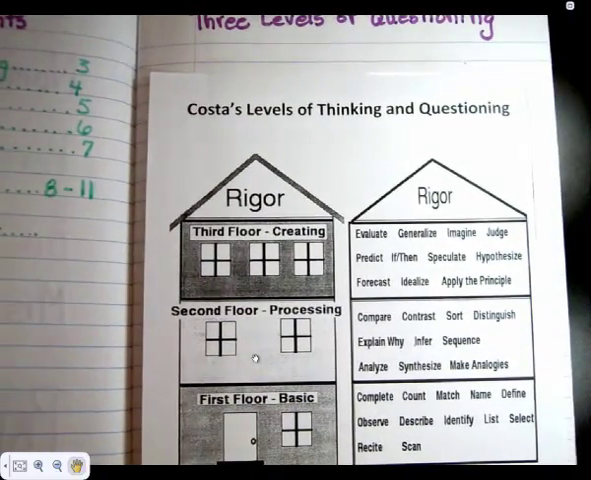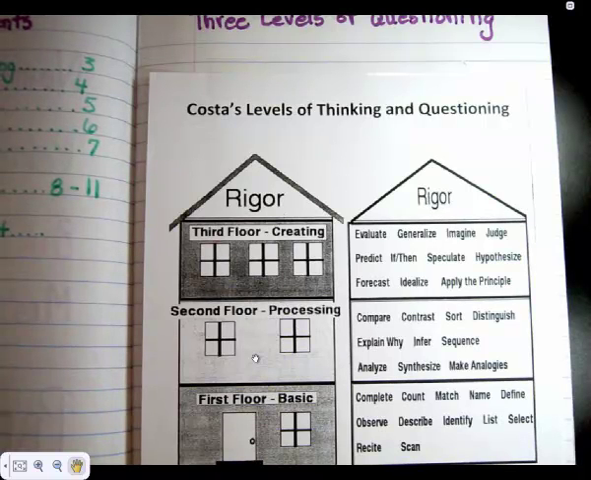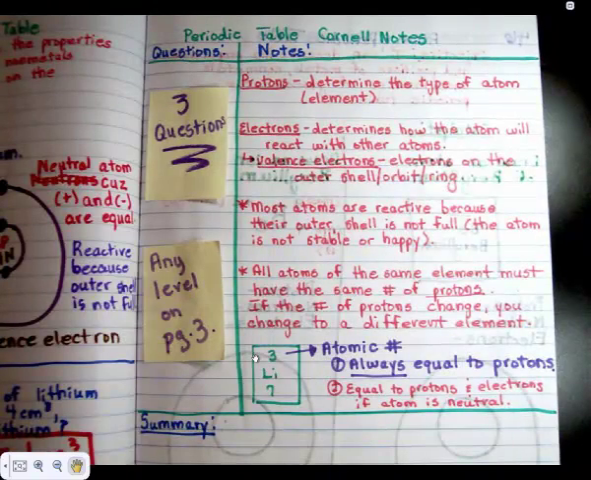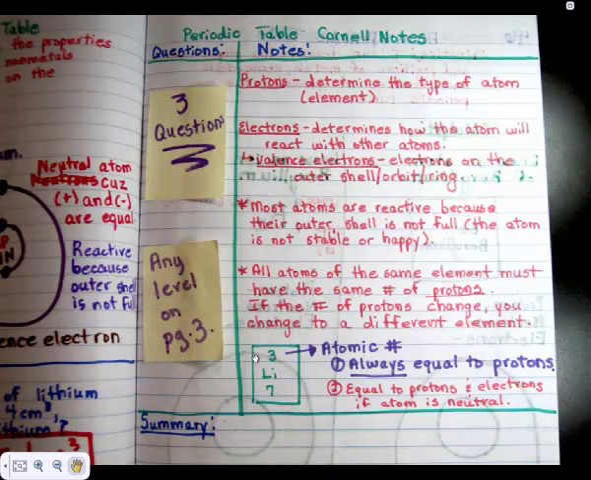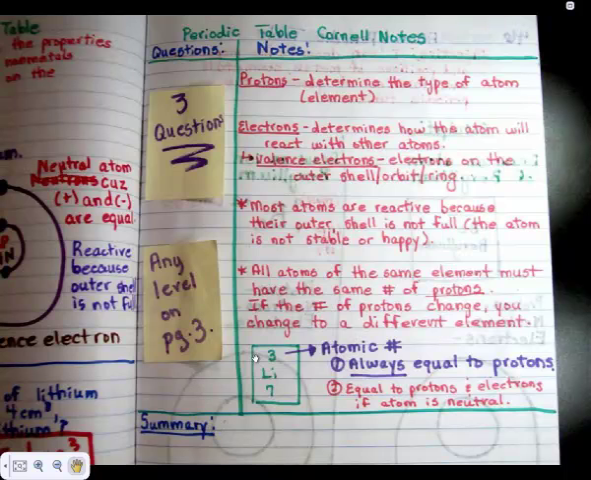I'm going to show you an example. If I choose to use the word identify, and I look at my notes, I can create a question that says, identify the elements on the periodic table that are not reactive. You need to go ahead and create 3 questions of your own. You cannot use the question that I have just created.